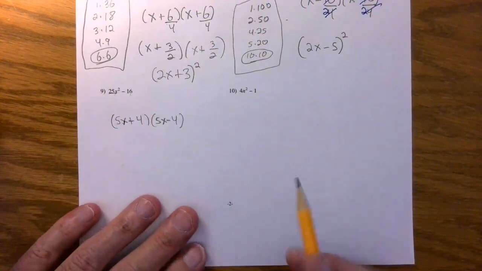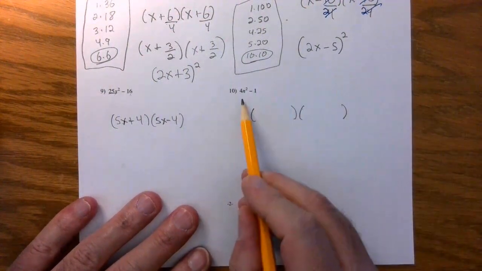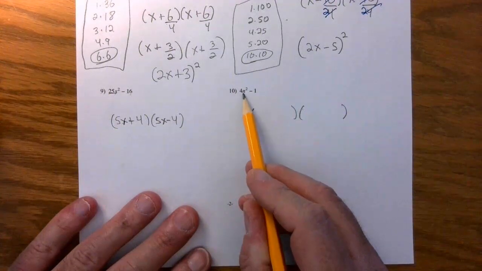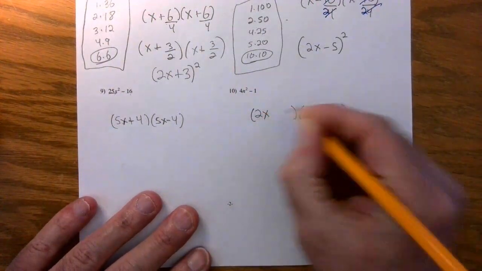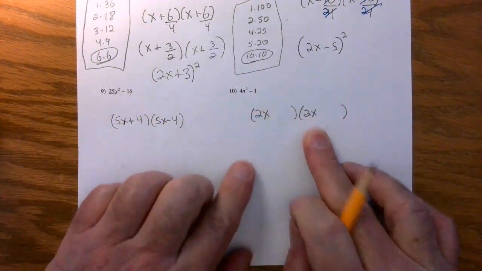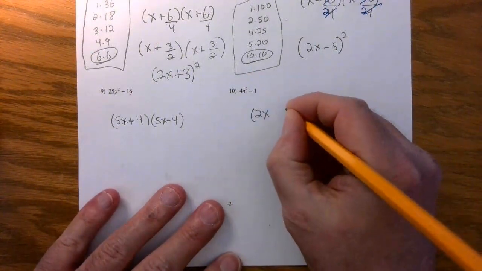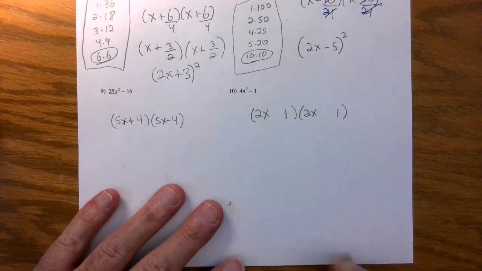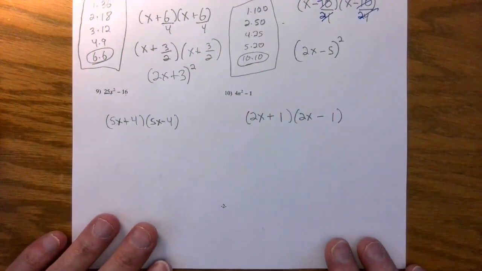Take a look at this one. Make your brackets. The square root of 4n squared, again, I'm going to call it x, is just 2x. Again, 2x times 2x equals 4x squared. The square root of 1 is 1. And once you do that, just make sure one's a plus and one's a minus, you guys. That's all you have to do for those.